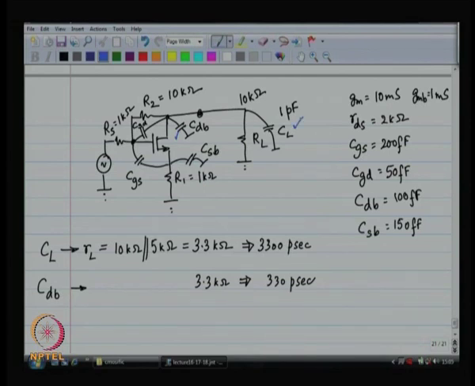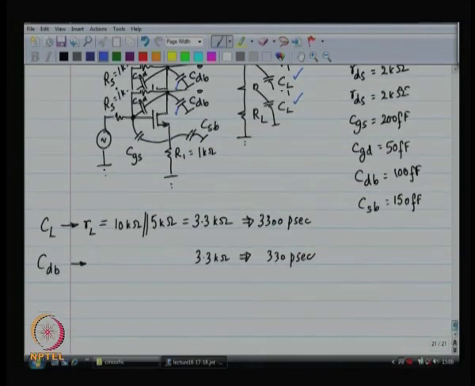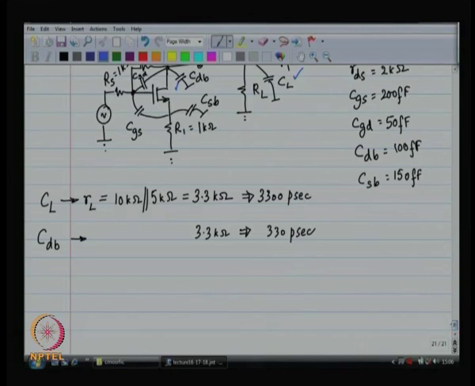Next, C source to body. What is the resistance that you see looking in upwards into the source of the MOSFET? Looking downwards, you see R1. Looking upwards, what do you see? First of all, what is my circuit? My circuit is like this.